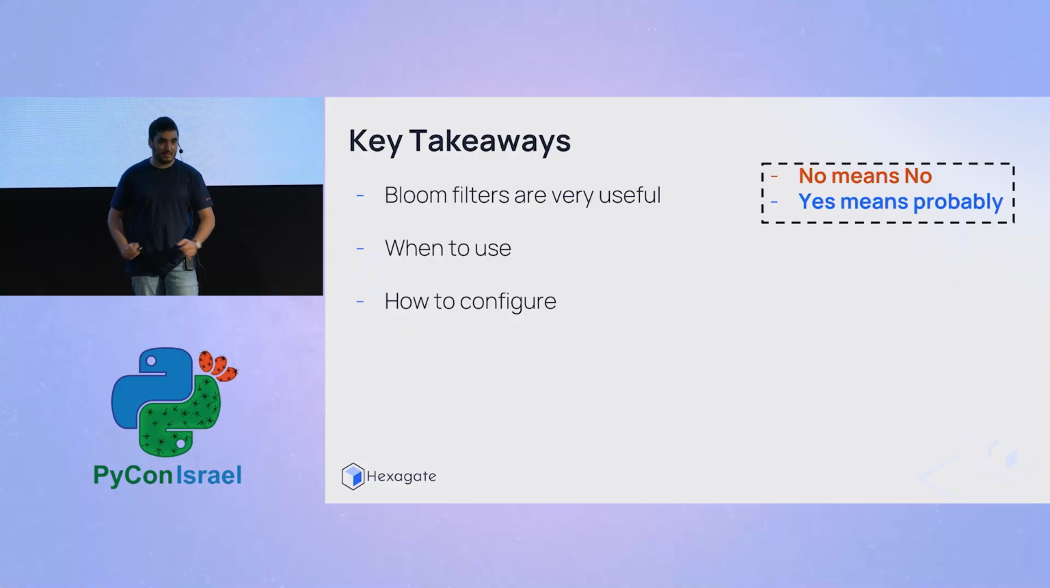The key takeaway is, I hope you guys saw this is an extremely useful mechanism. You can use it in data pipelines, in DBs to optimize queries, and many other use cases. You now know how to configure a Bloom filter and how to actually use it in your Python projects.